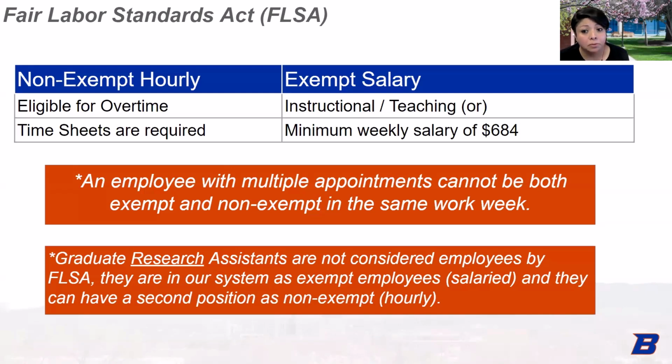An employee that has multiple positions cannot be both exempt and non-exempt in the same work week. The exception to this is graduate research assistants. They are not considered employees by the Fair Labor Standards Act. They are in our system as salaried exempt employees, and they can have a second student hourly position and still be in compliance. If a graduate teaching assistant or graduate service assistant is salaried in their assistantship positions and has a secondary hourly position, their assistantship positions will need to be switched over to hourly assistantship jobs, and they'll have to report time for both positions.